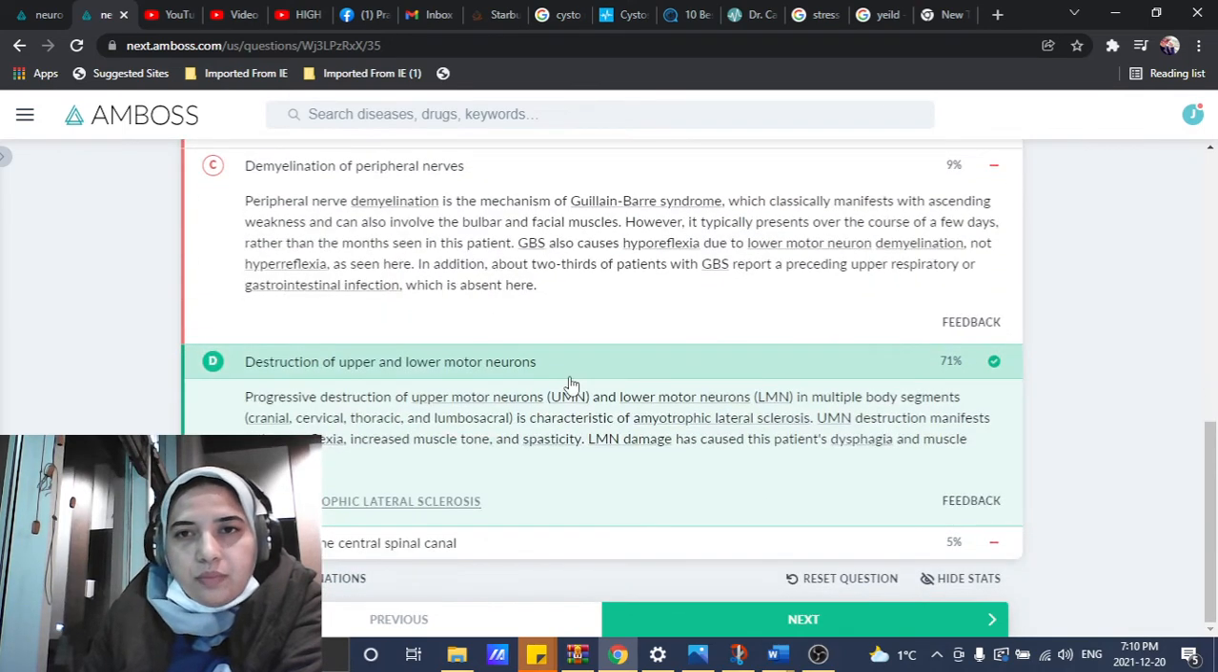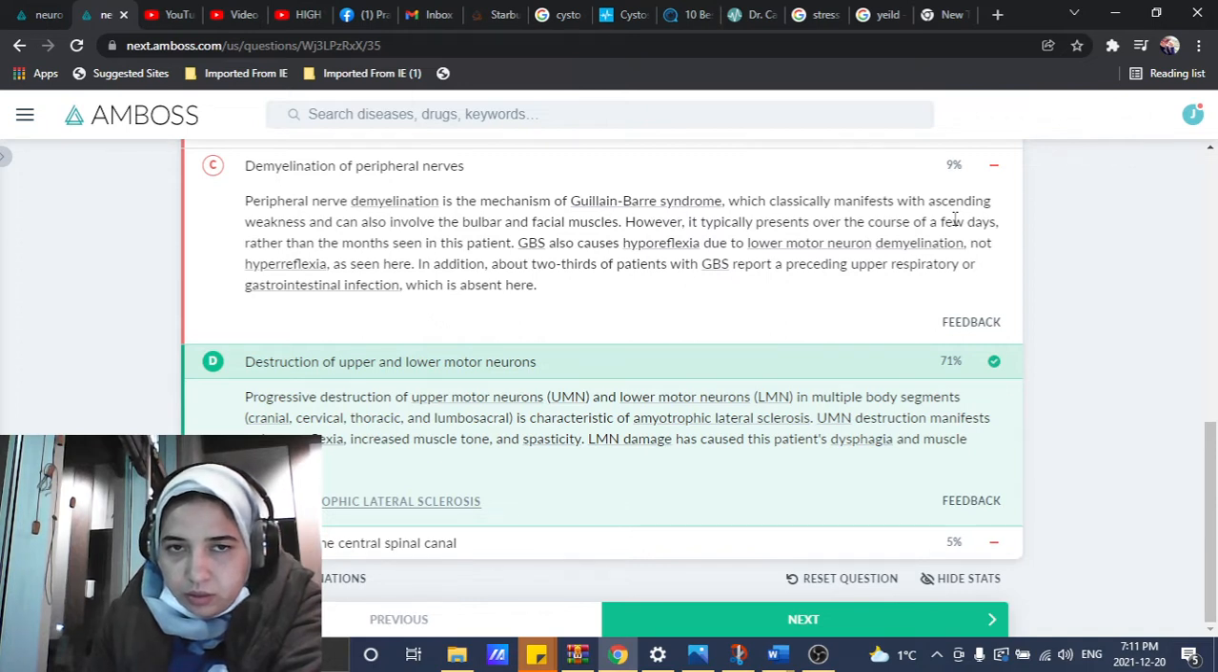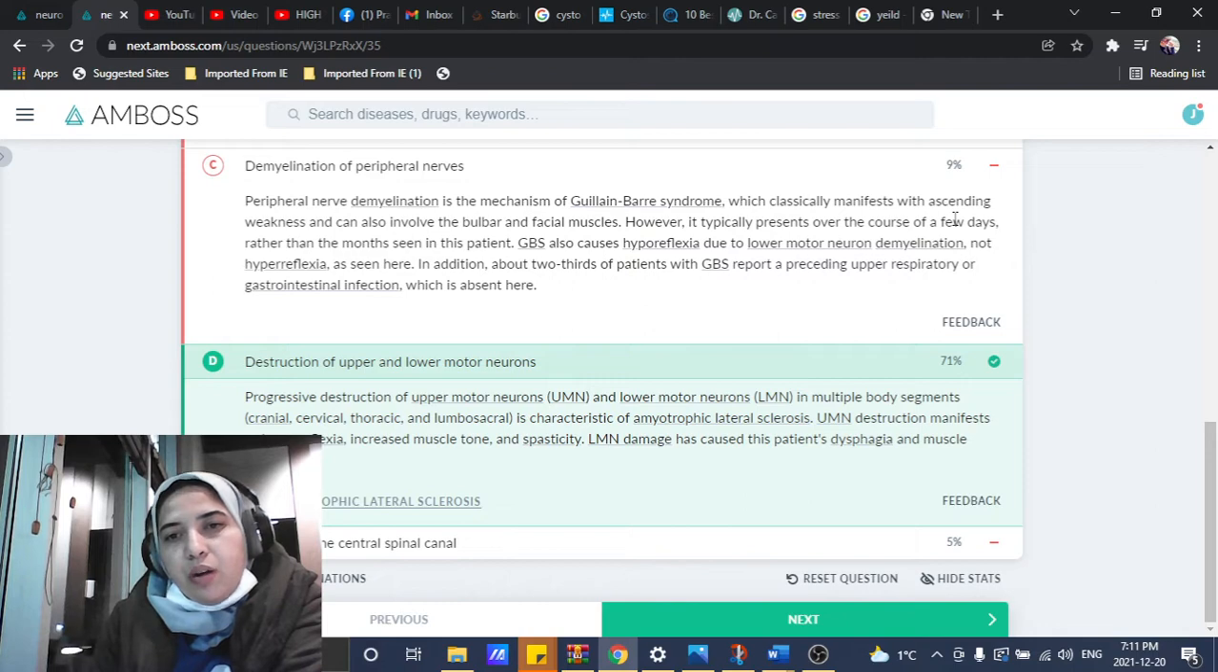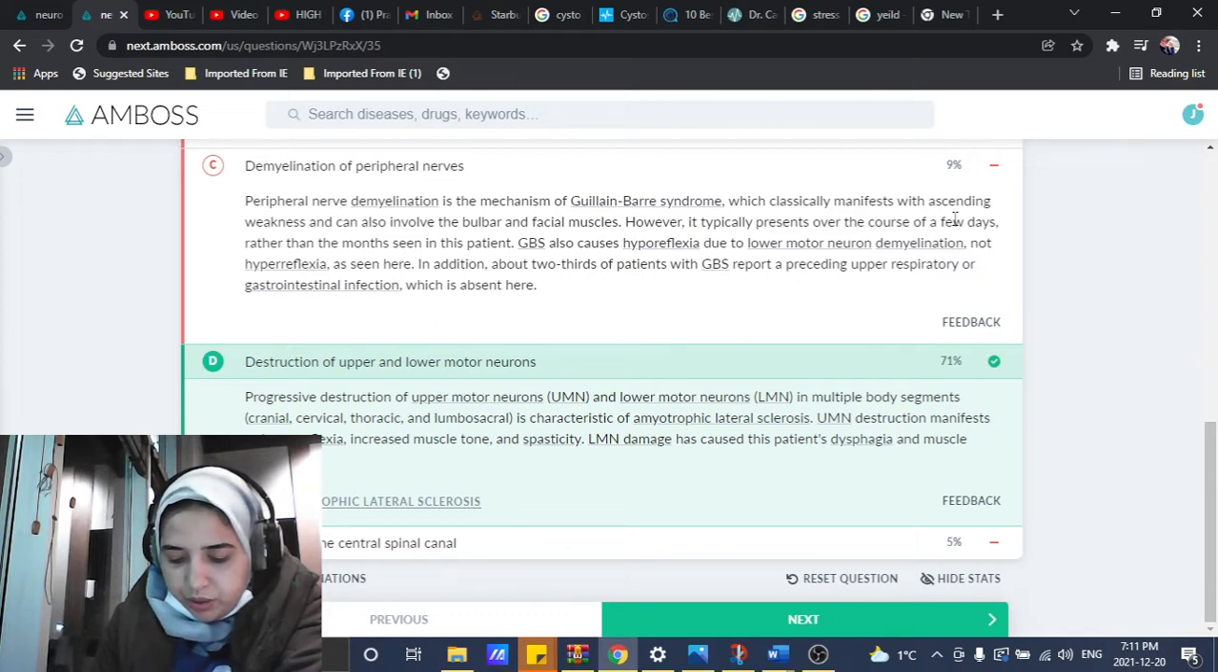Demyelination of the peripheral nerve, so you're thinking of Guillain-Barré. So why is it not Guillain-Barré? GBS is an ascending paralysis or ascending weakness, plus bulbar signs. But it's faster, so it progresses over a few days, whereas this patient's clinical vignette was over several months. GBS also causes hyporeflexia due to lower motor neuron demyelination, not the hyperreflexia seen in this patient. So I'm drawing hyporeflexia due to lower motor neuron lesion, which makes sense. In addition, about two-thirds of patients with GBS report a preceding upper respiratory or gastrointestinal infection, which is absent here. And that's very important in history: a history of a GI or respiratory infection.